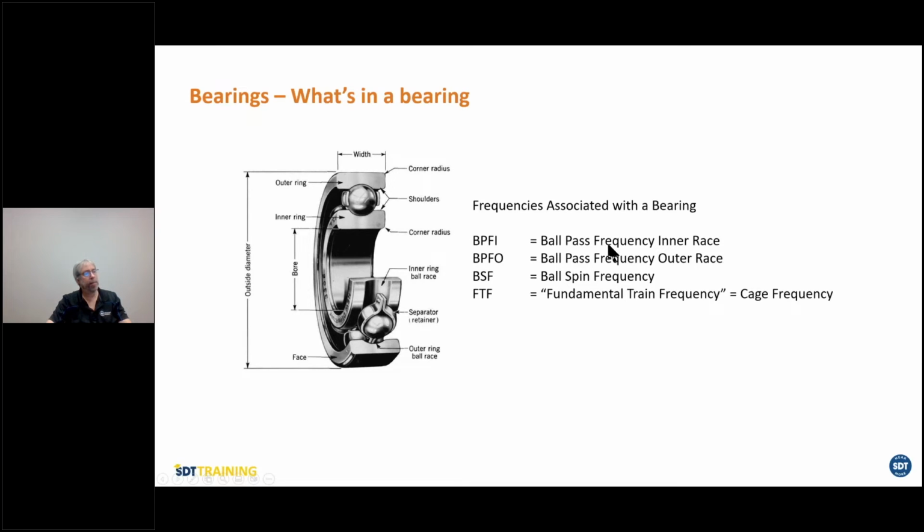BPFI, ball pass frequency inner rings. BPFO, ball pass frequency outer rings. BSF, ball spin frequency, and FTF, the fundamental train frequency, which is the cage. So all of these components come out in a vibration/ultrasound spectrum or time waveform, which we can diagnose when you have a problem on a bearing. These are defect frequencies. They're not supposed to appear unless you have a problem.